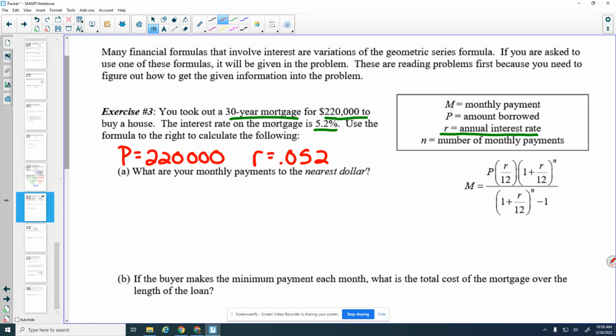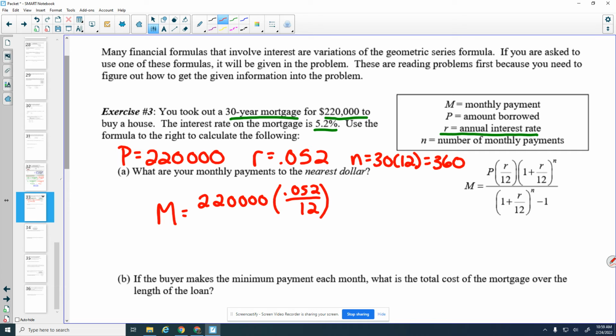The 30 years is going to help me find the N, but that is not N. So if I have a 30-year mortgage and I'm making monthly payments, N is going to be equal to 30 times 12, 30 years times 12 months. So I'd have to make 360 payments in that loan. So we are just simply finding monthly payments for this one first, which is pretty straightforward. We're just going to plug the numbers in. It's going to look a little large for our formula, but the calculator can do the work from there.